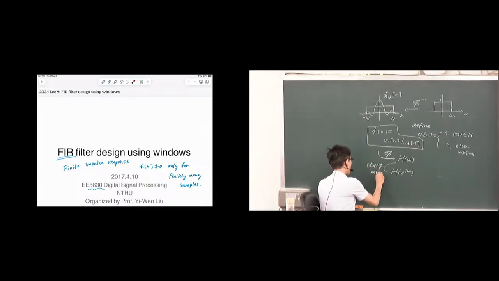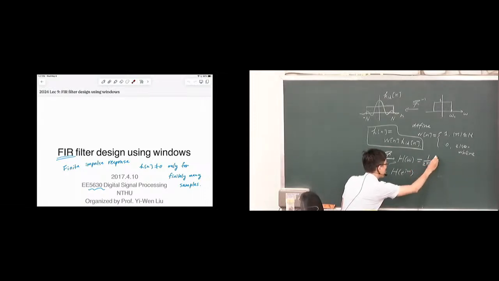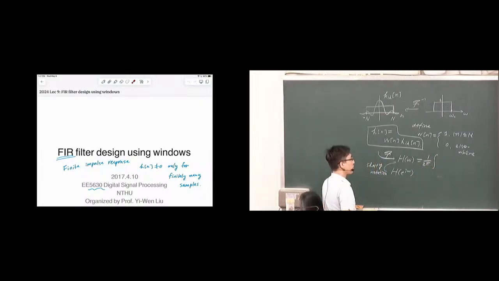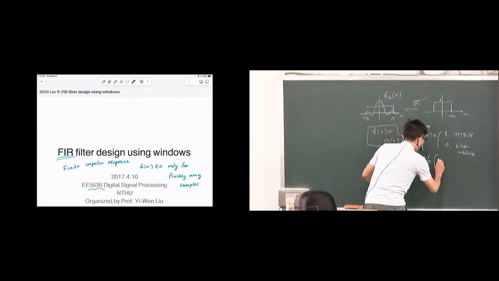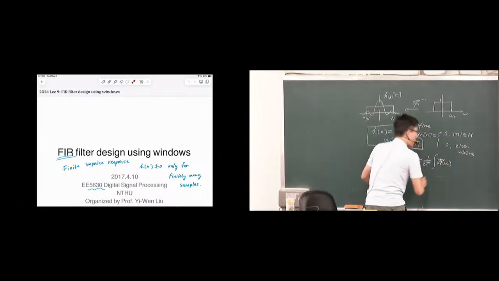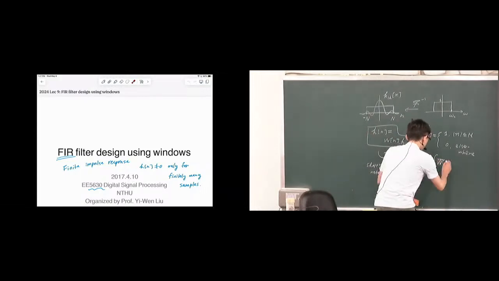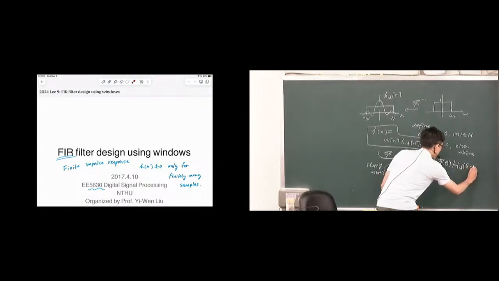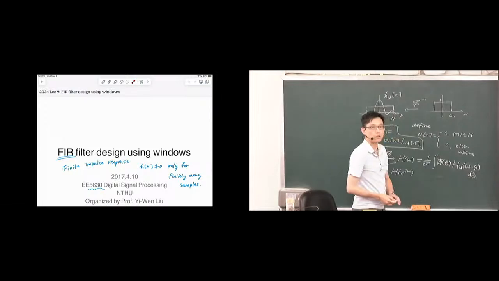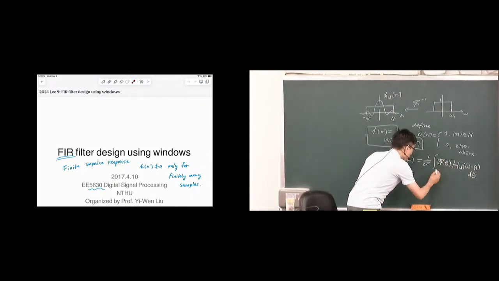So let's say the frequency response is going to be the convolution of two things. One is the Fourier transform of the rectangular window, convolved with the ideal response, with a term omega minus theta, something like that. Theta becomes a dummy variable that we integrate with, and the range should be from minus pi to pi.